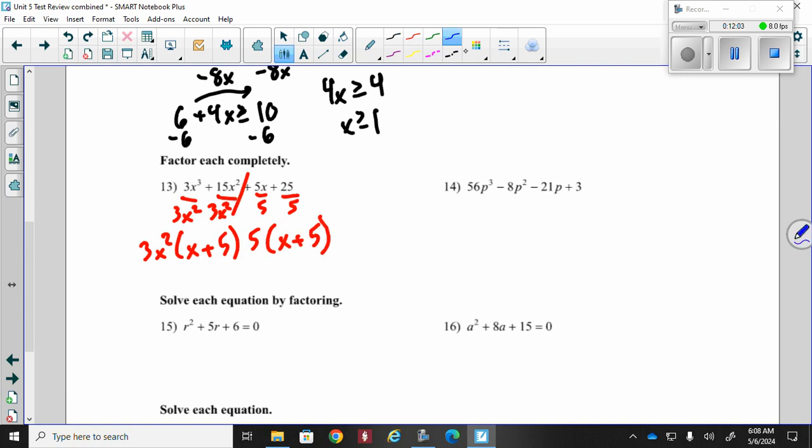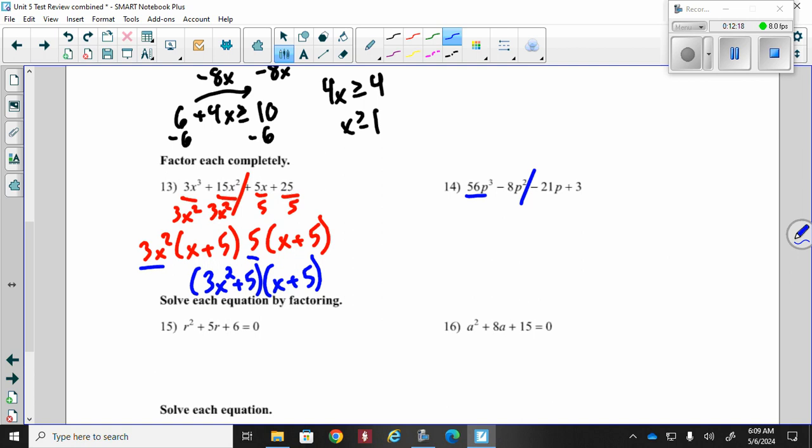If you remember, whatever you factored out goes into one parenthesis, and then these two parentheses are the same. That's what we're looking for. You just drop one in for your answer. Pretty simple. All right, question number 14.